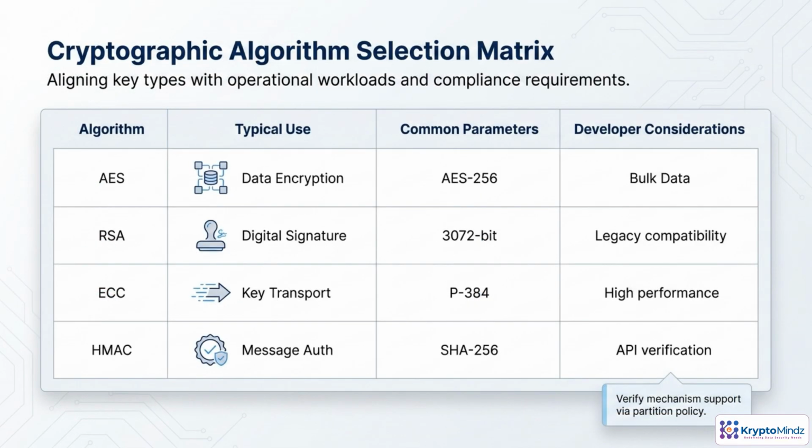Choosing a key type starts with the job it needs to do. AES is your workhorse for bulk data encryption and key wrapping. RSA and elliptic curve keys are ideal for signatures, TLS, and broader PKI workflows, with ECC usually giving better performance at smaller sizes. HMAC keys are designed for message authentication and API integrity. Before you commit, confirm that the algorithm, key size, and curves are actually permitted by your partition policy and your compliance standards.